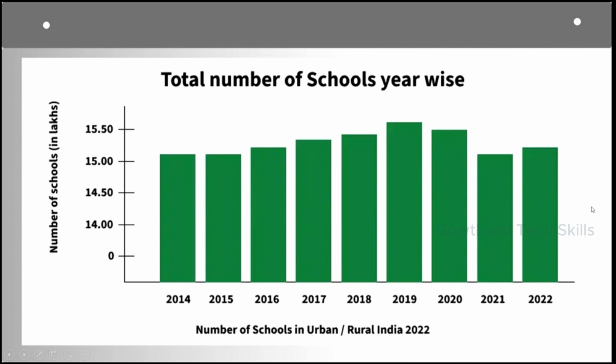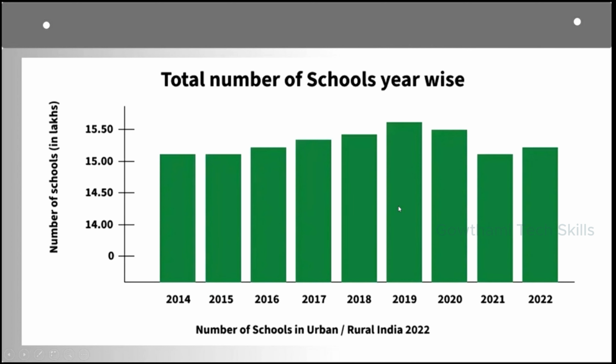Later it goes like this. Here is the number of schools in both urban and rural areas up to 2022, comparing from here to here. It gradually decreased, meaning in 2019 there were more schools compared from 2014 to here. So there is a better rise in this year.